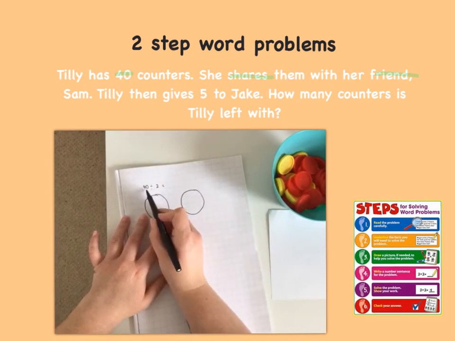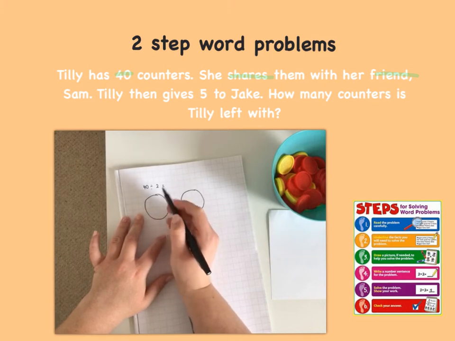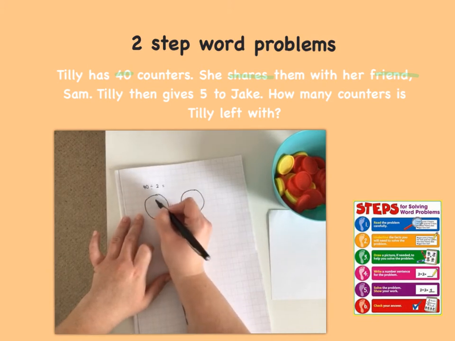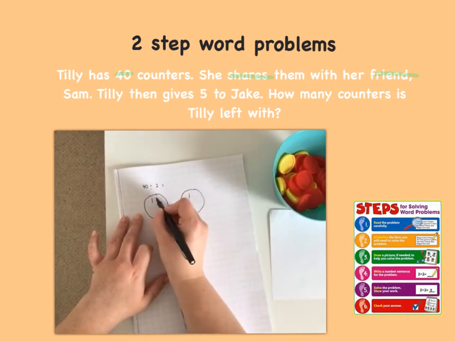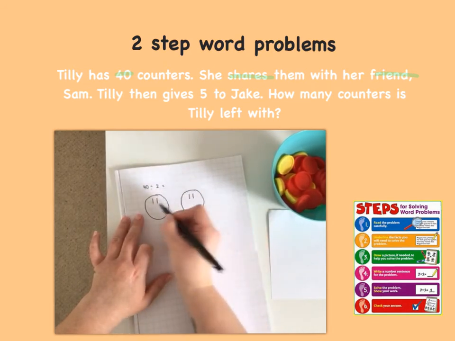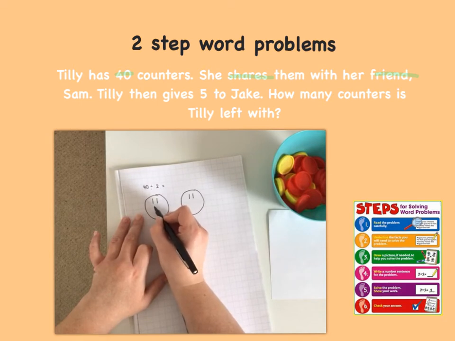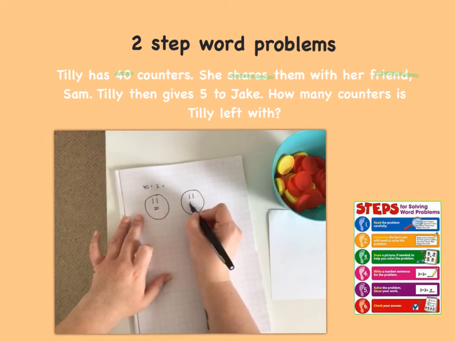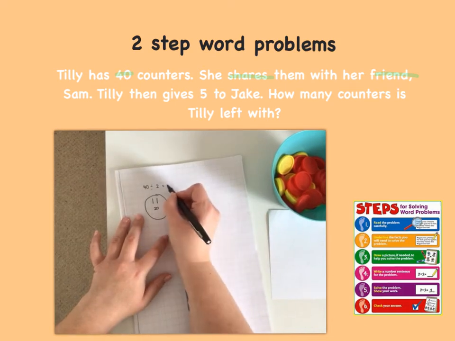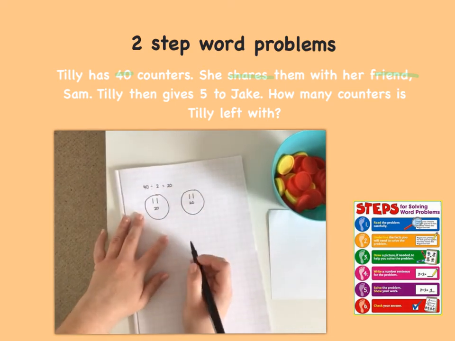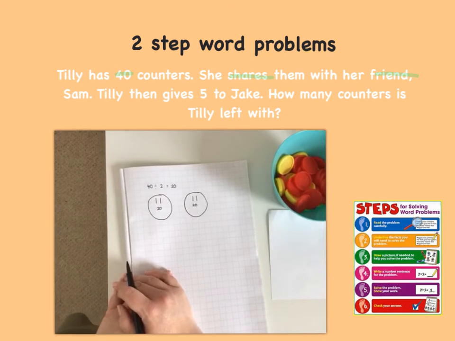Now, I'm going to partition this number into tens rather than drawing each one individually. So I'm going to give her towers of tens. This is Tilly and this is Sam. So we've got 10, 20, 30, 40. Remember, this means tens. That means there's 20 counters in here and 20 counters in here. So 40 divided by 2 is 20. That's the first part of our answer.